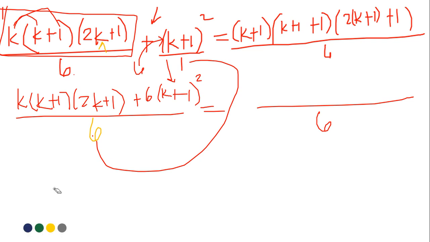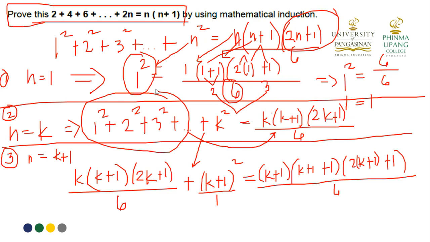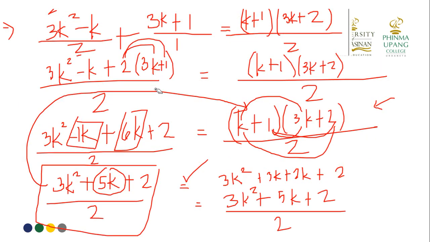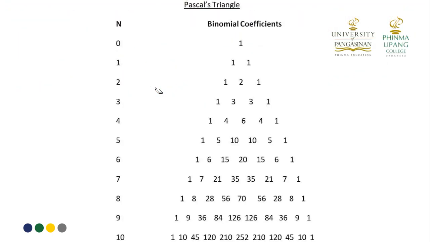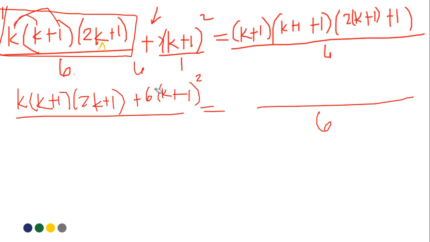Naiintindihan? Pareho lang yung kanina yan. Okay, shortcut kasi to. But mostly, kung ano yung ginawa natin dito, dinidistribute ko siya. Pwede, kasi hindi naman komplikado yung equation. Itong binigay nyo sa akin is komplikado, kaya shortcut natin kasi meron tayong tinatawag na commonalities, which is the k plus 1, mamaya makikita ninyo.